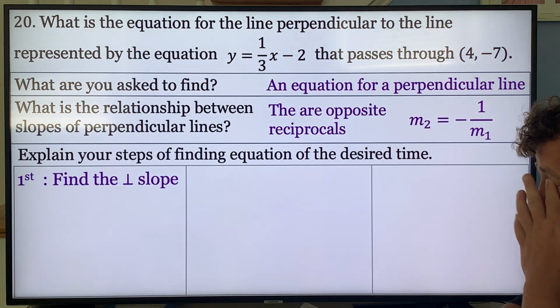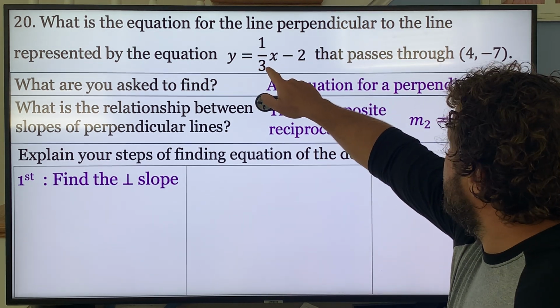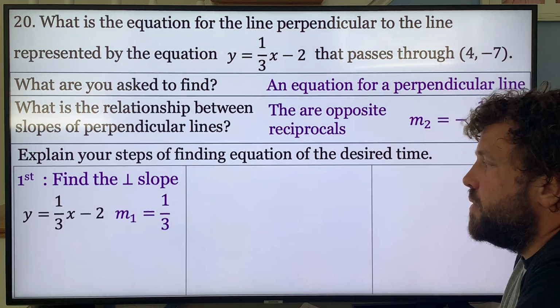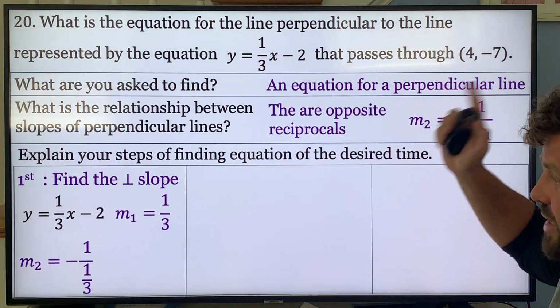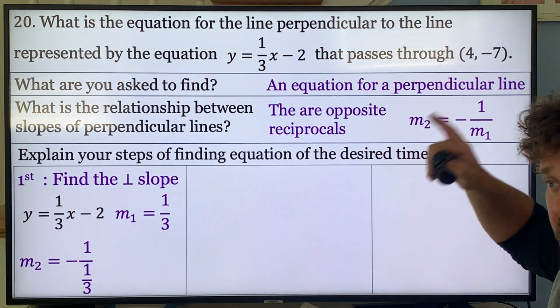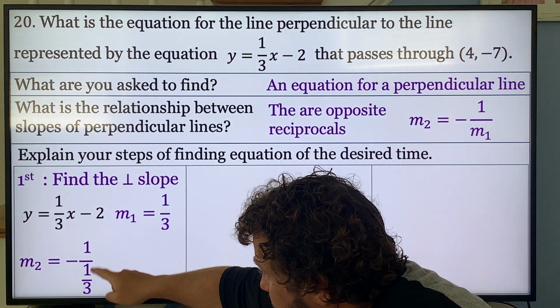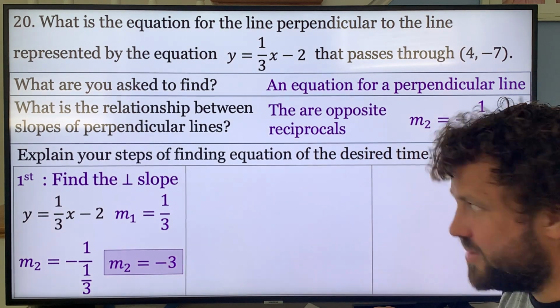So step 1 is to find the perpendicular slope. The slope of this equation is the number that is next to the x, if y is by itself. So your original slope is 1/3. When I want to find the perpendicular slope, it's negative 1 over 1/3. Fraction over a fraction is negative 1 times 3 over 1, or negative 3. Good, I got that one right.